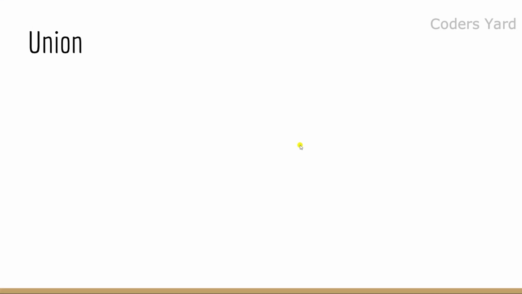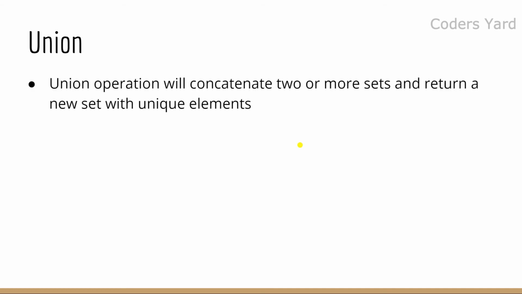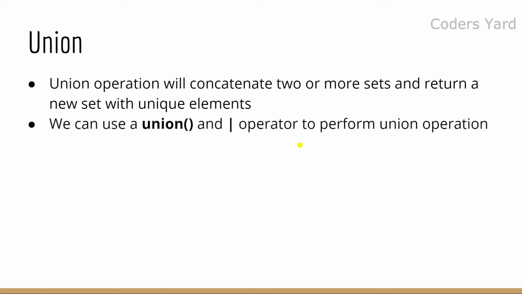Now let us see what is a union operation. So it is like concatenating two sets, and while performing this operation it will eliminate all the duplicate entries. So we can perform union operation by using a union method and a pipe symbol. Let us see some hands-on for this.